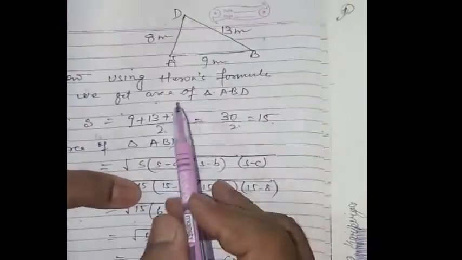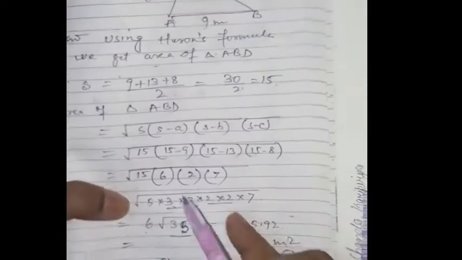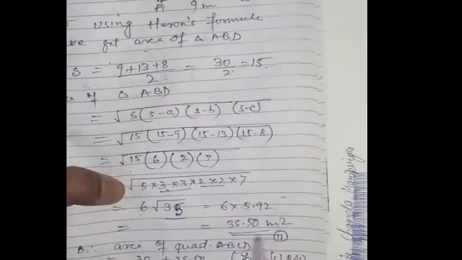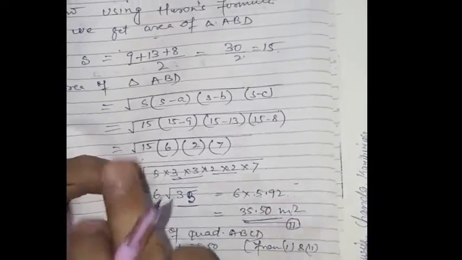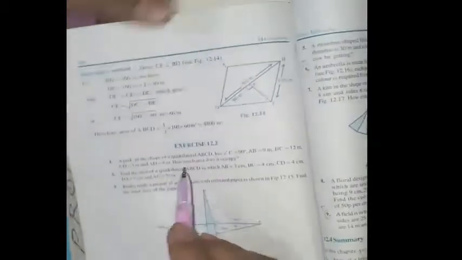So this is a triangle, sum of this, and by Heron's formula you get the area 35.50. Now the area of the quadrilateral is equal to the area of the first triangle plus the area of the second triangle. Add that. Come to question number 2.